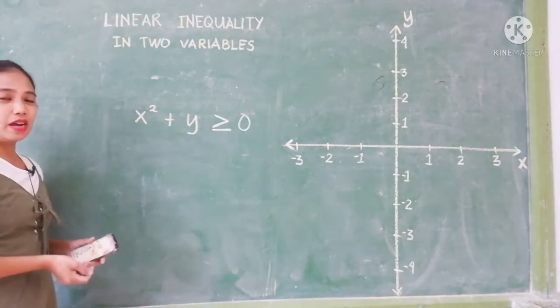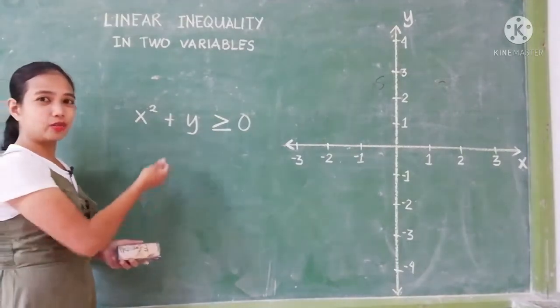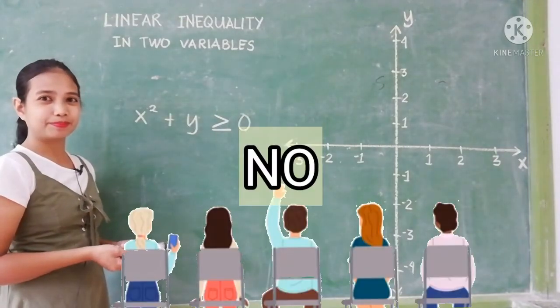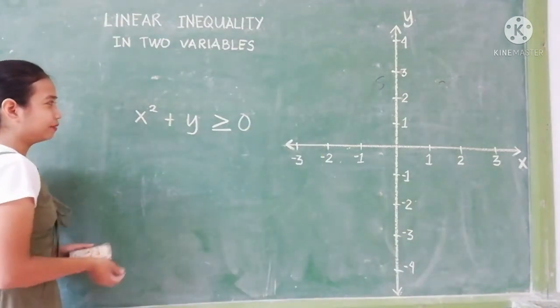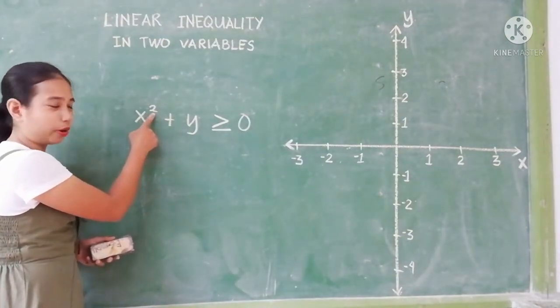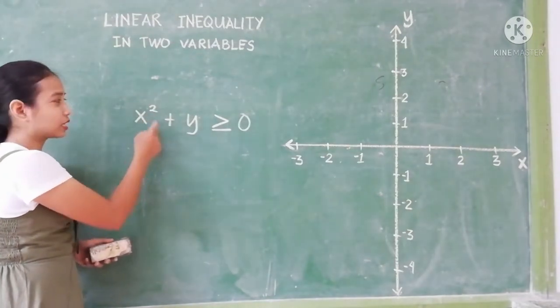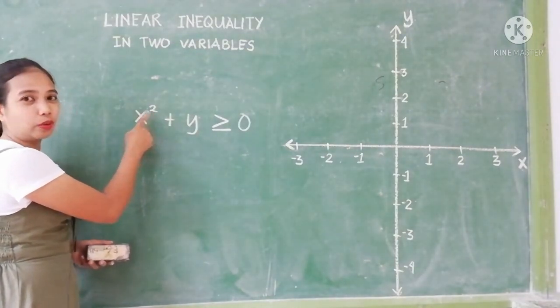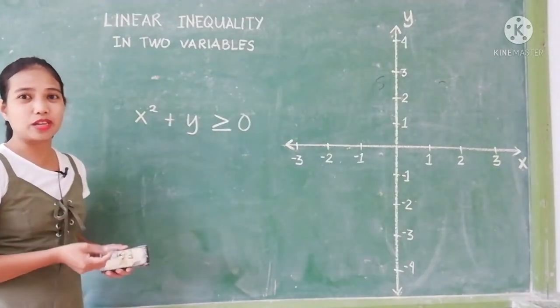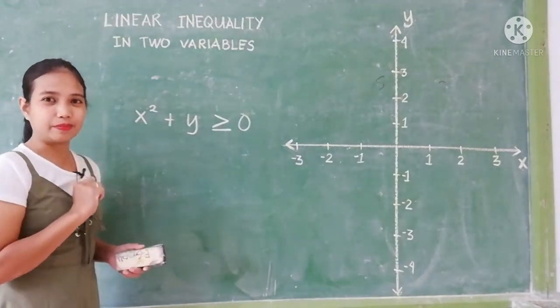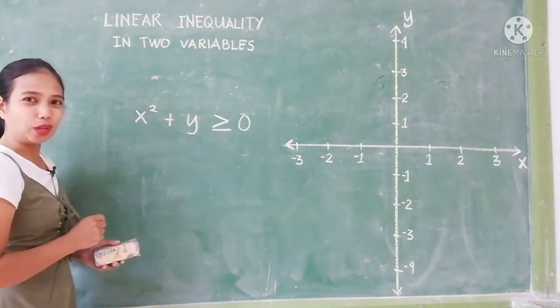X squared plus y greater than or equal 0. Tama. The correct answer is no. Dahil merong exponent or the highest exponent here is 2. So, in linear equation or linear inequality, the highest exponent should be equal to 1. So, this is not an example.